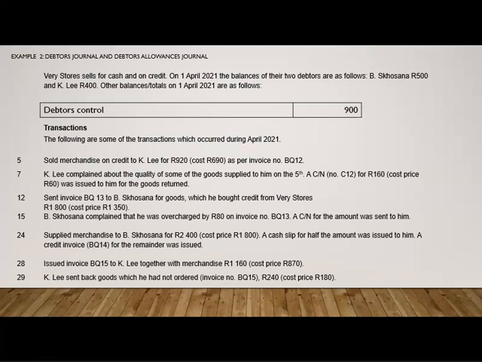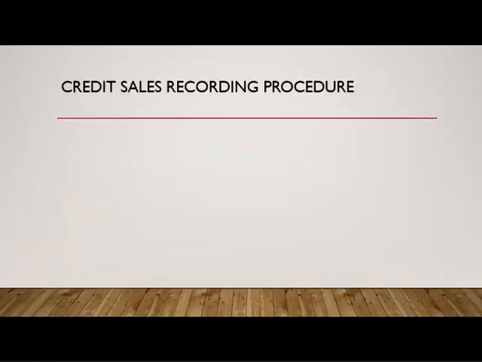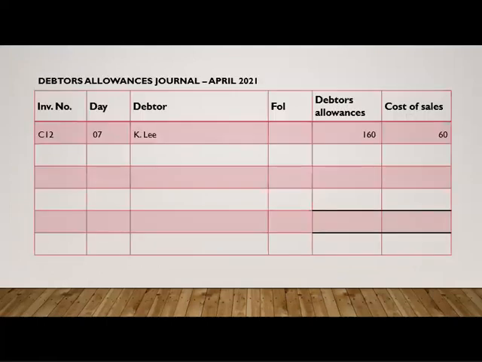Remember what I've said, with allowances, they will be recorded in the debtors allowances journal, but allowances do not have what? Allowances do not have cost of sales. So when I record it in the debtors allowances journal, I will write it as C13. The 15th, the debtor is Biscosana. Under debtors allowances, I will have 80 Rand, and for the cost of sales, it's either you write dash or you write zero. Don't just leave it. You write dash or zero. Okay.